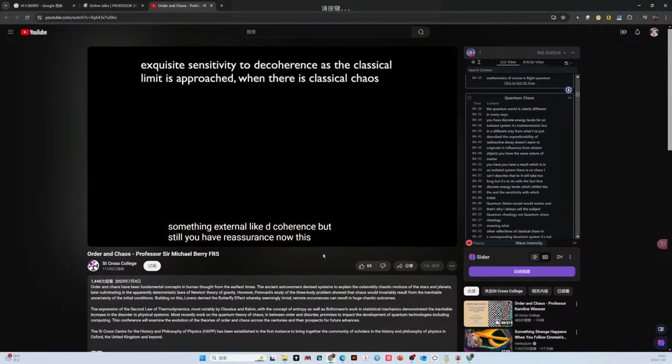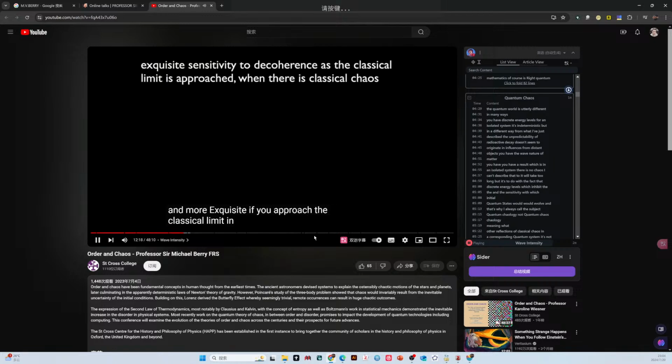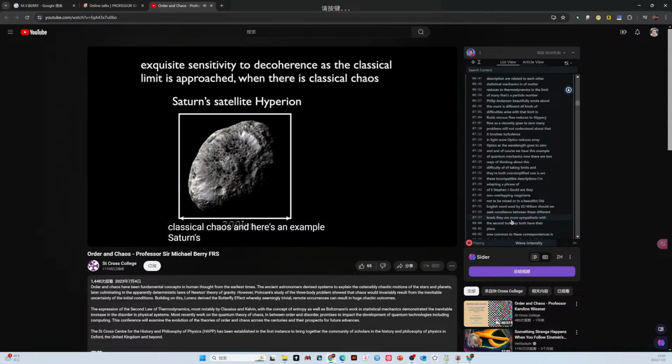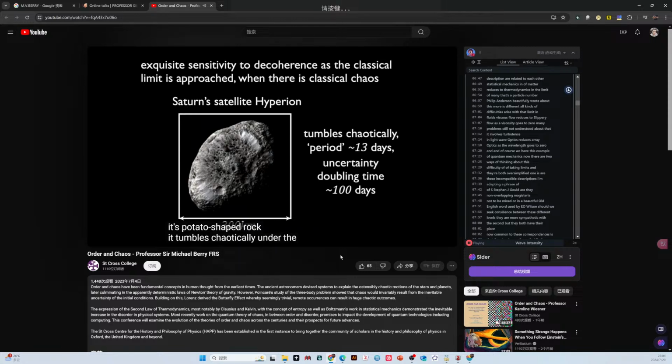Now this sensitivity to decoherence becomes more and more exquisite if you approach the classical limit in a case where there's classical chaos. And here's an example. Saturn's satellite Hyperion. It's a few hundred kilometers across. It's a potato-shaped rock. It tumbles chaotically under the influence of the gravity of Saturn and some of its satellites. It's roughly a period of about 13 days. Its uncertainty doubling time is about 100 days.